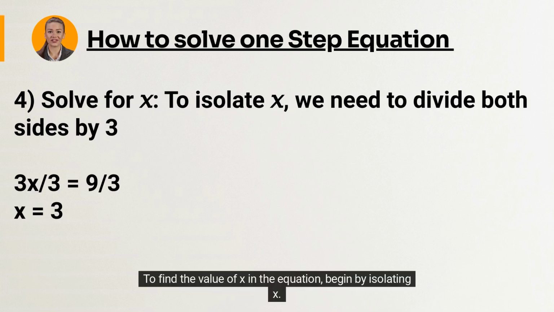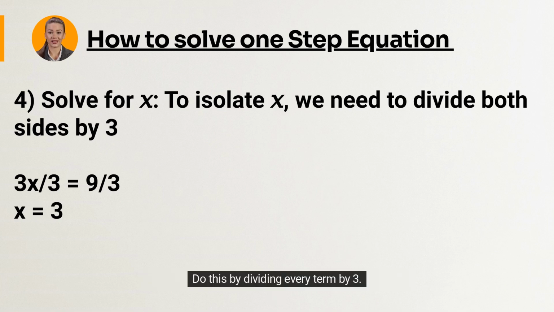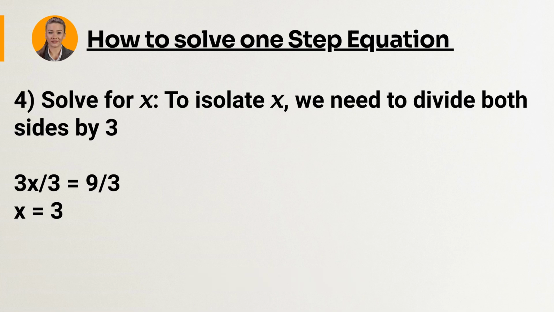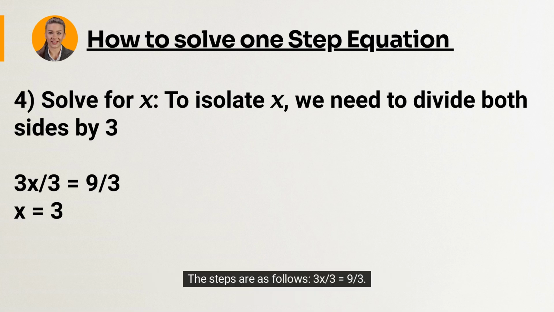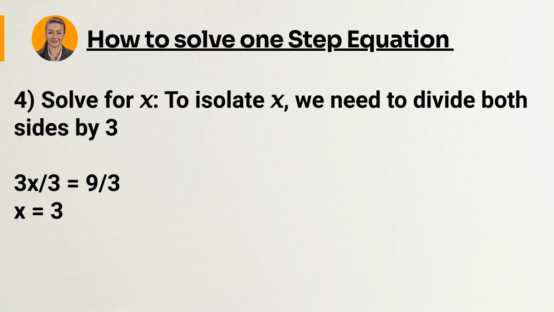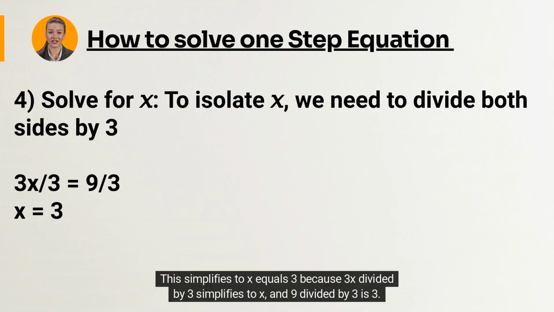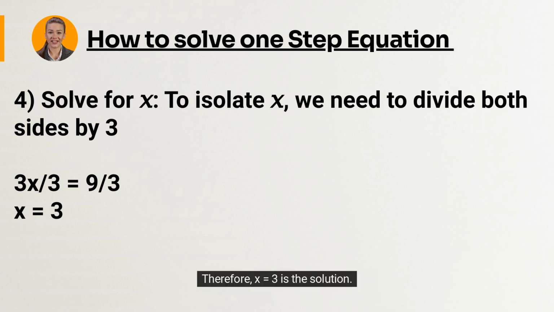To find the value of x in the equation, begin by isolating x. Do this by dividing every term by 3. Start with the equation 3x equals 9, and divide both 3x and 9 by 3. The steps are as follows: 3x divided by 3 equals 9 divided by 3. This simplifies to x equals 3 because 3x divided by 3 simplifies to x, and 9 divided by 3 is 3. Therefore, x equals 3 is the solution.